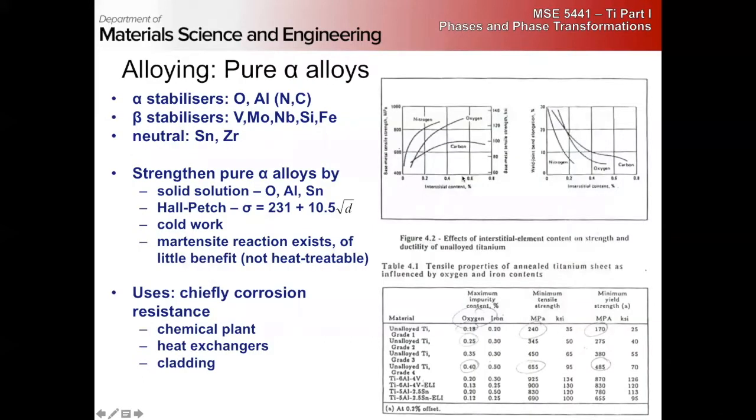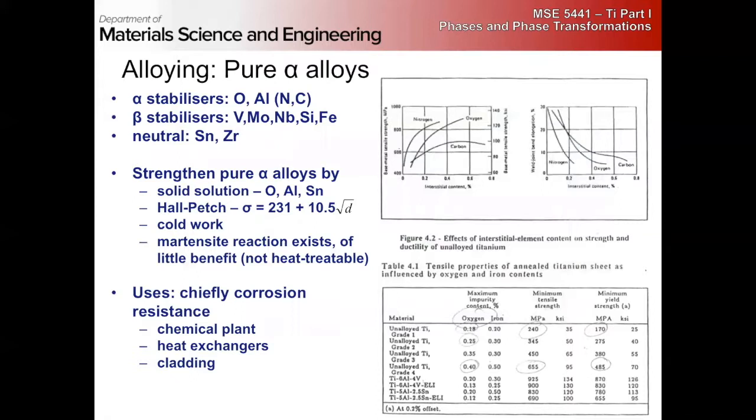Okay, so pure alpha alloys. Again, there's a lot of repeated information here. Our alpha, we're just relisting the alpha and beta stabilizers, neutral elements. So if we have a pure alpha alloy, we're generally going to rely on solid solution strengthening.